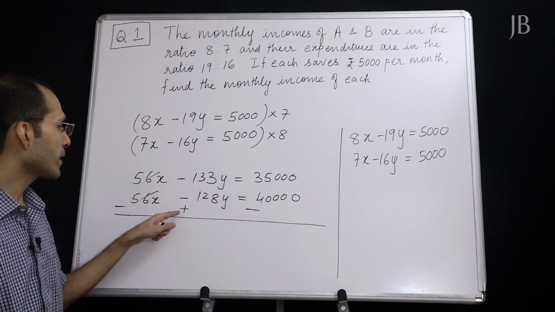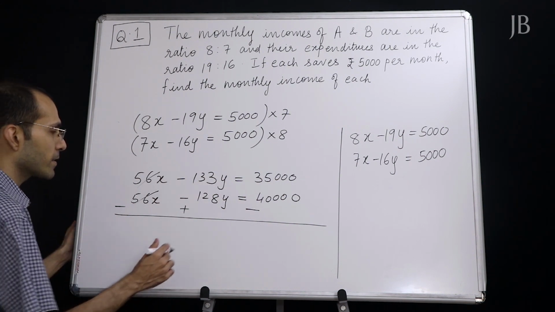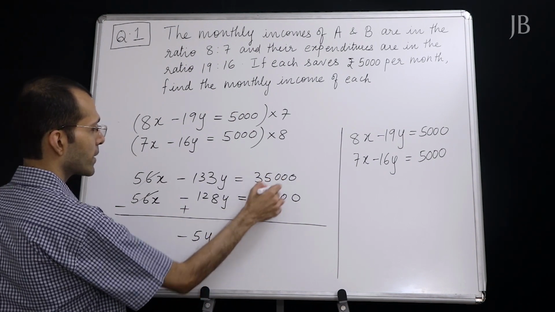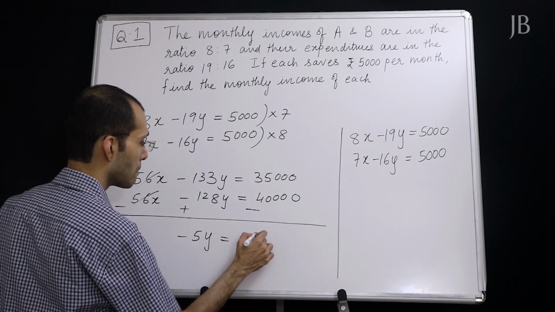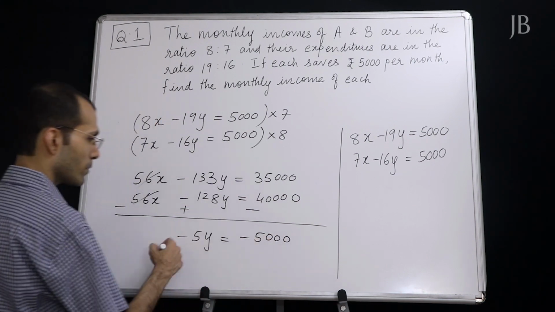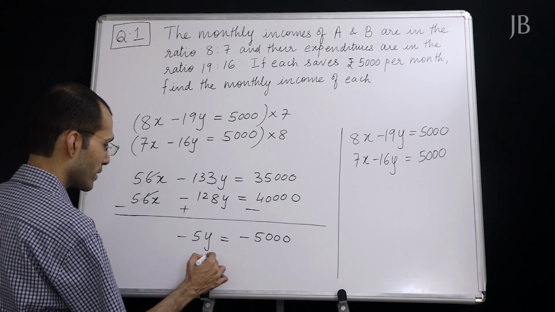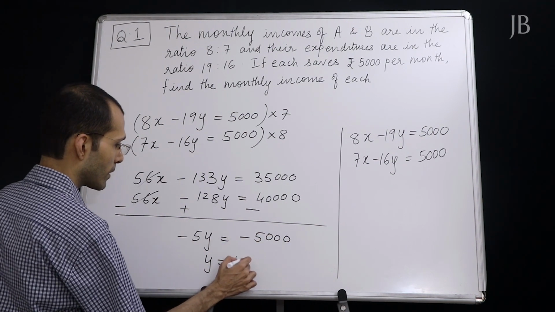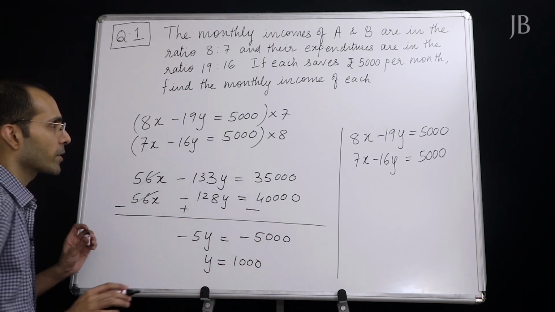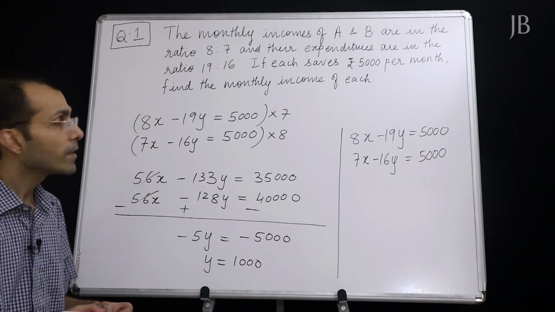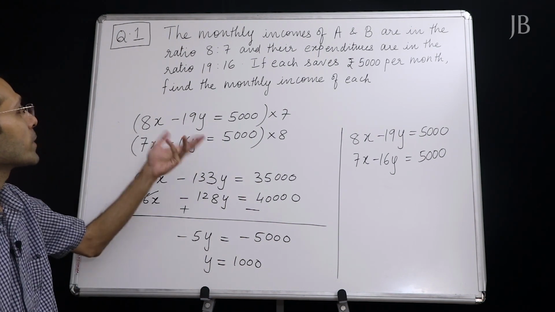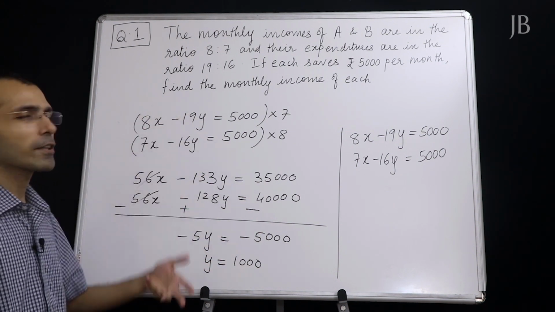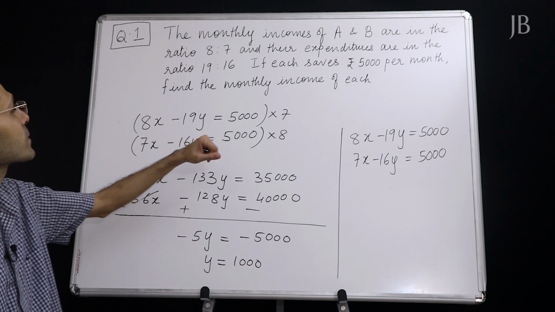Now deal with the new signs. Minus 133y plus 128y. That is how much? Minus 5y. 35,000 minus 40,000 is minus 5,000. So the negative signs will balance out each other. So y will be 5,000 upon 5. That comes to 1,000. But hold on, this is just the value of y. Let us see what you require. Don't be in a hurry to find x, because this is not numerical solving where you have to find x and y. Now let us see what is asked.